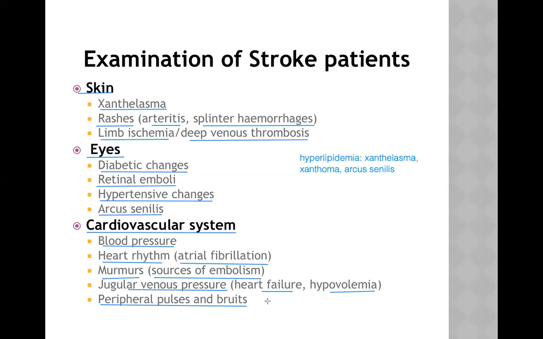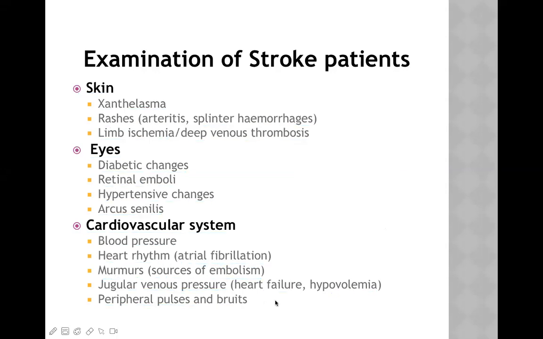Yes, sir. Radial pulse, femoral. Very good. For the head and neck region, we palpate the carotid pulse. From the upper limb, we palpate the brachial and radial pulses. And from the lower limb, we palpate femoral, popliteal, dorsalis pedis, and posterior tibial. So these are the different names of peripheral pulses. Every student should know about them and how to palpate them.